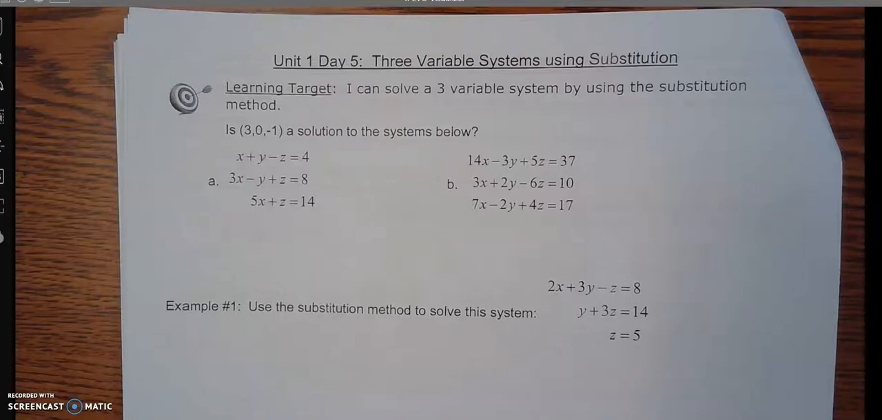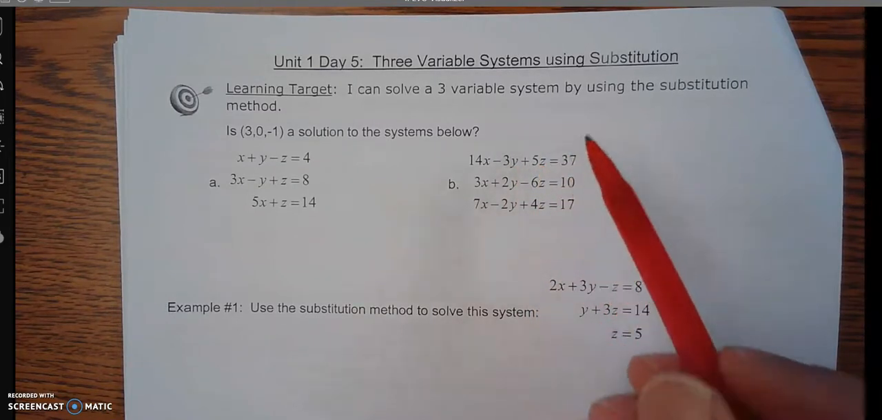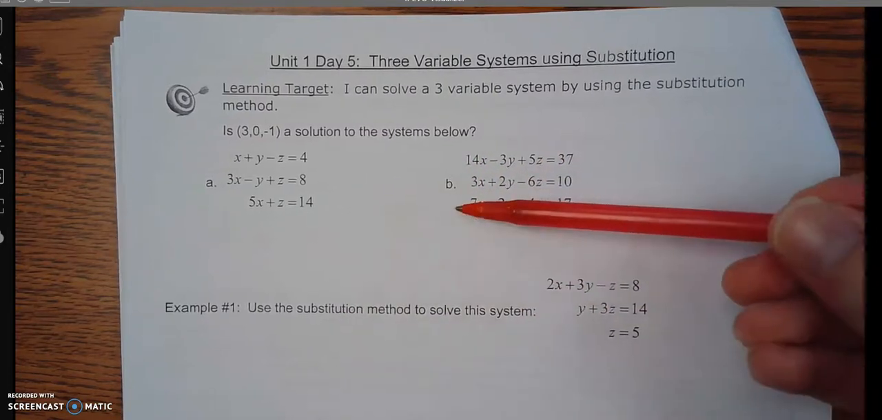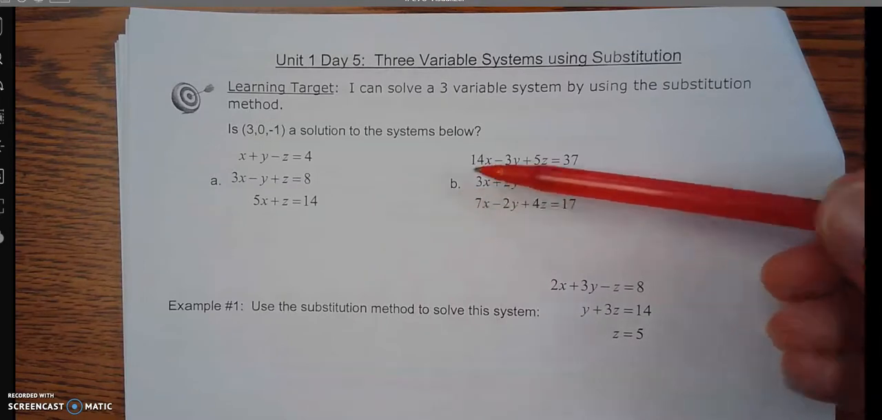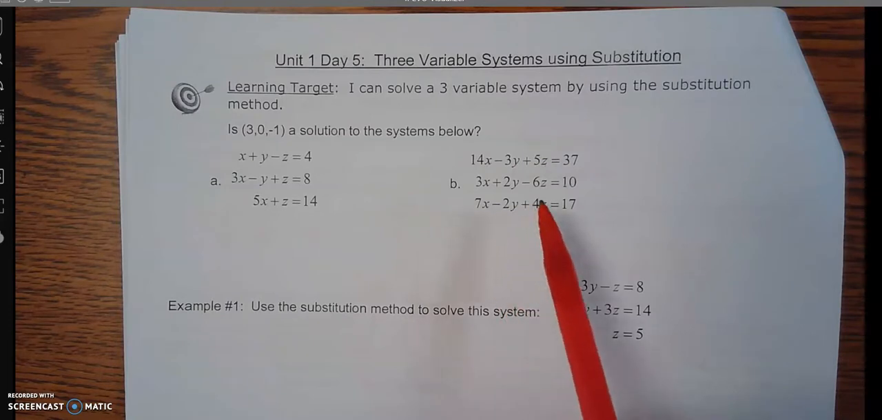All right, today is Unit 1, Day 5, and we're going to do systems that have three variables now. So if you look at this guy, we have an x, a y, and now a z involved. In order to solve these, though, we need to have three equations. If you have three variables and just two equations, there's no way to solve it. So however many variables you have, you need that many equations also to solve these guys.